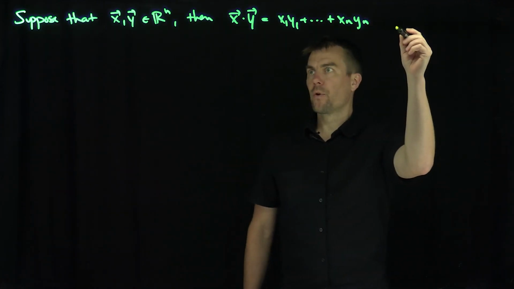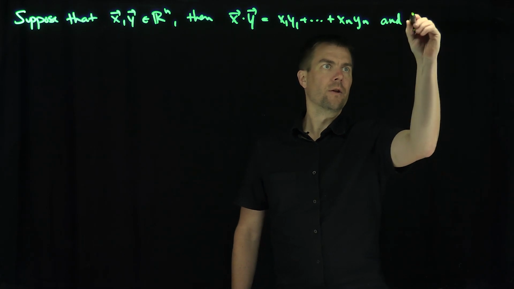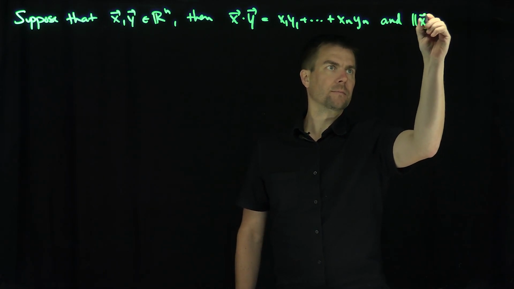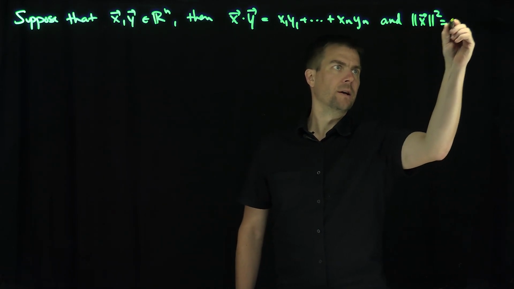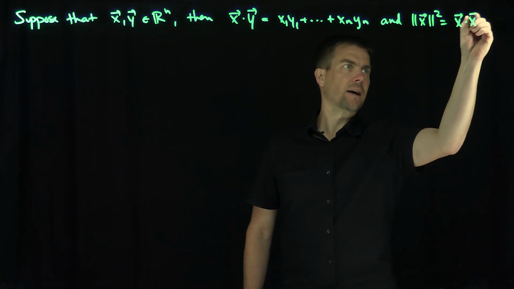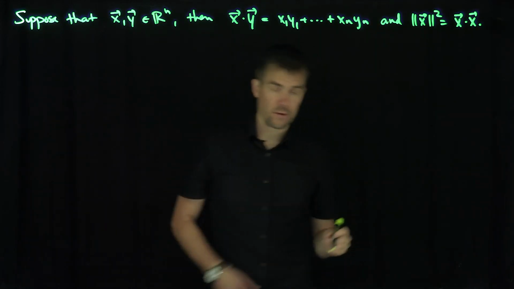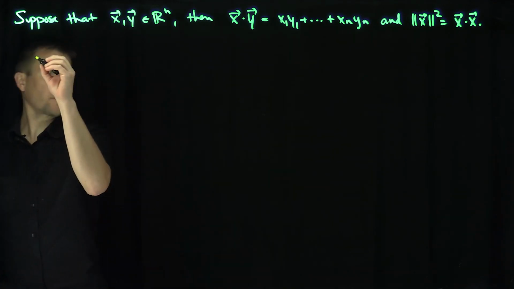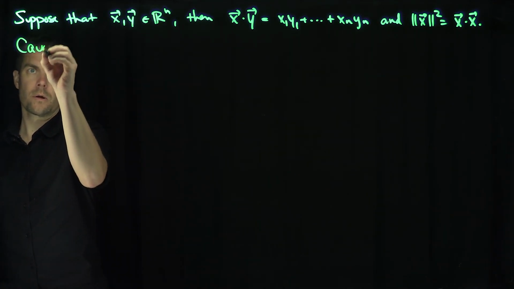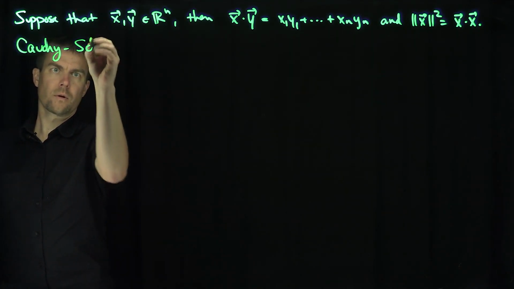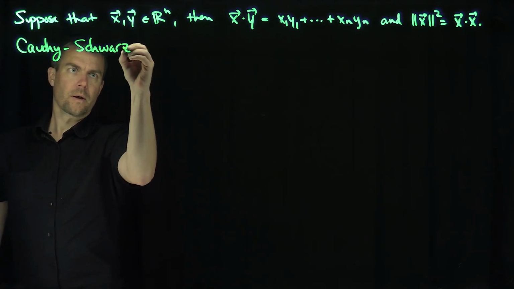And then we have that the norm of x squared is just x dot x. So I want to find some inequality that relates norms and inner products to each other. And this is the Cauchy-Schwarz inequality.